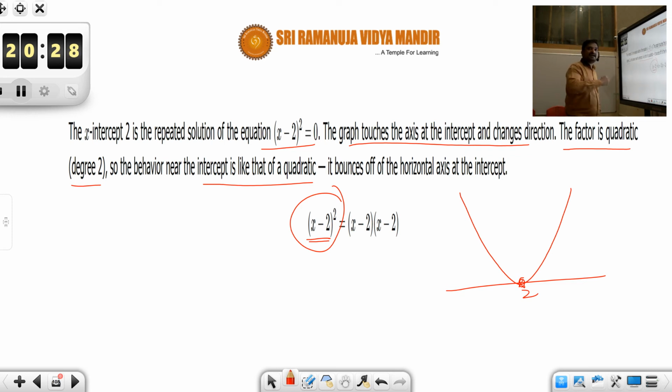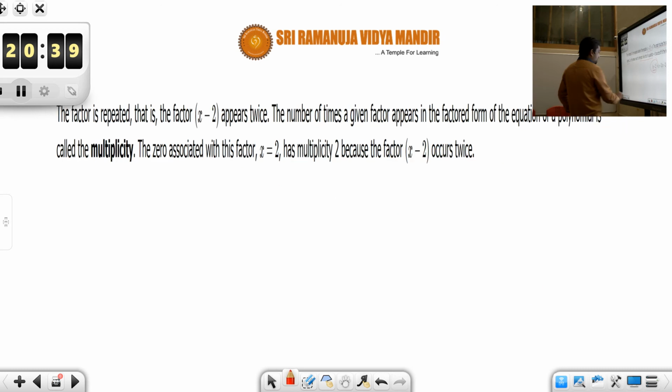For a linear factor, it acts like a straight line. It simply cuts the x-axis. For a quadratic factor, it is quadratic in nature, so it comes, hits the x-axis and bounces back. It doesn't cross the x-axis. And then the third one.